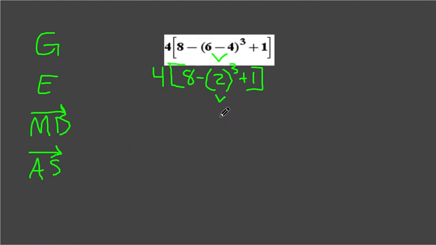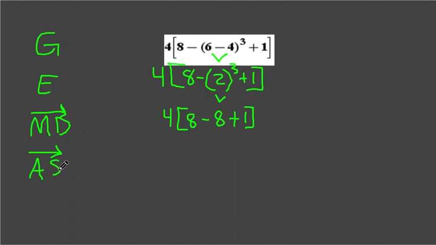2 to the 3rd power gives me 8, because 2 times 2 times 2 gives me 8. And then I can bring everything else down. So I'm still inside this bracket, so I'm going to write these brackets, and then I have a 4 on the outside. So now I'm still inside these brackets, and I have a subtract and an add.